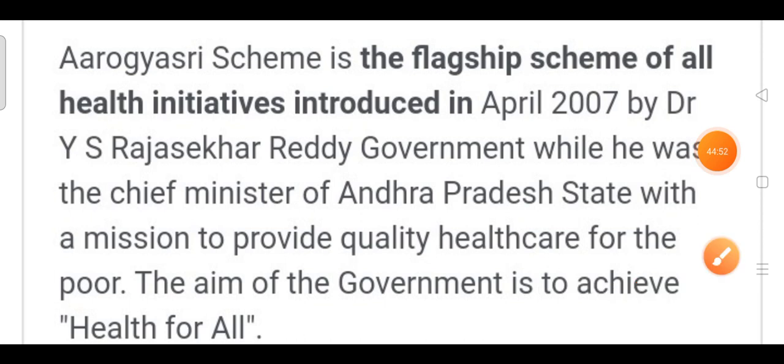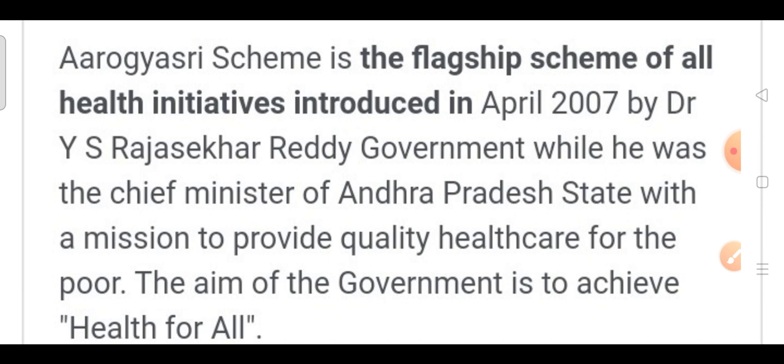Arogyasri scheme is a flagship scheme of all health initiatives, introduced in April 2007 by Dr. Y.S.R. Rajshekar Reddy government, before the bifurcation of Telangana from Andhra Pradesh. Okay, 2007, while he was the chief minister of Andhra Pradesh state, with a mission to provide quality health care for the poor. The aim of the government is to achieve health for all. So here, it is one of the flagship schemes of all health initiatives, introduced in 2007 in the month of April by Dr.